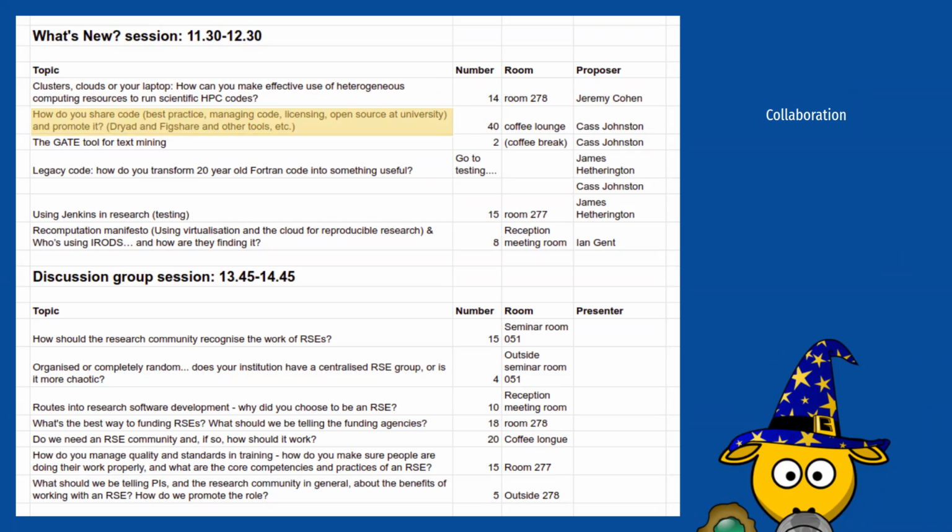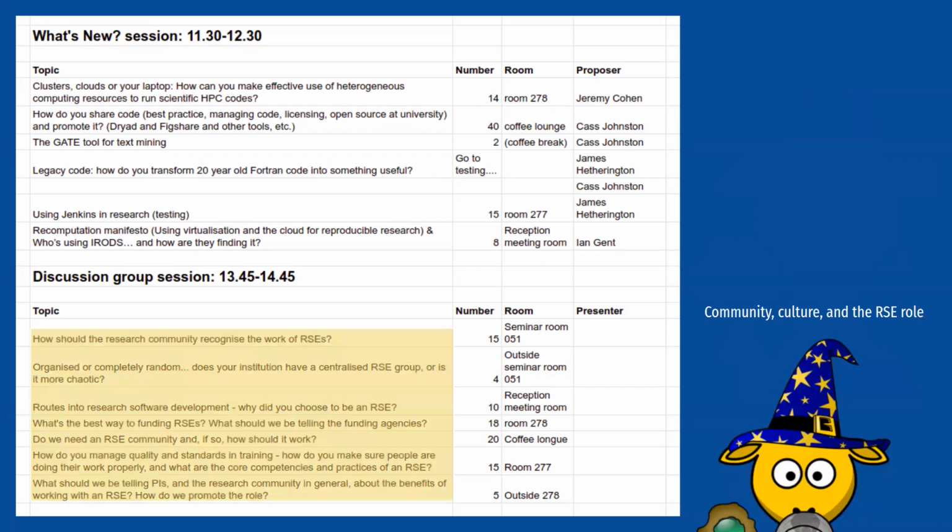Collaboration, how do we share our code? What are the best practices? Sustainability, what are we going to do with that old Fortran code from 2 decades ago? And finally, a lot of issues around community, culture, and the RSE role, and these are still heavily discussed to this day.